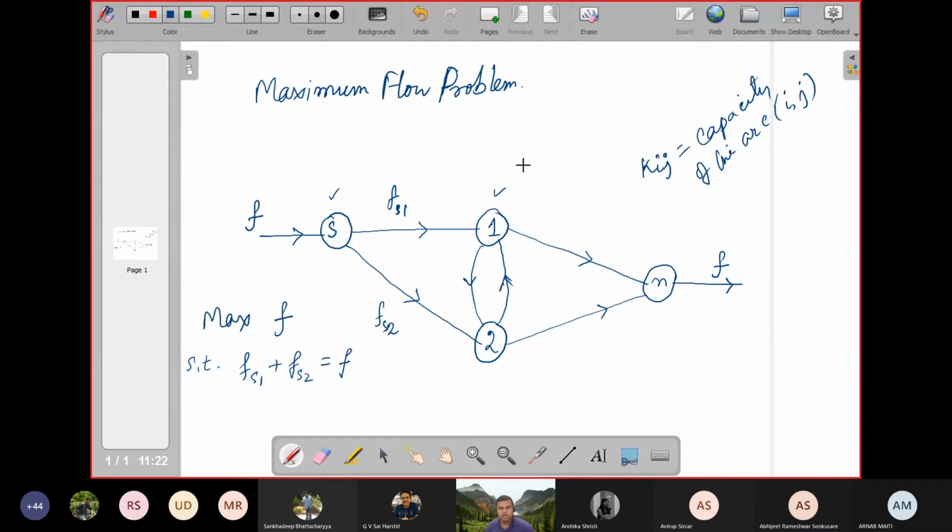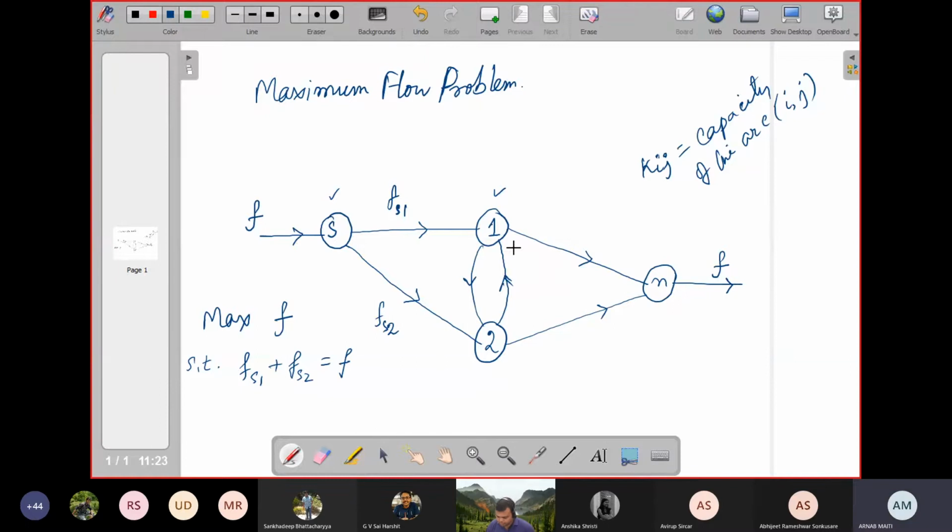For each node, we have to write a flow balance or flow conservation constraint. Otherwise, if you do not include these constraints, your linear program may give a solution where at node 1 the total incoming flow may not be equal to the outgoing flow, which is practically not possible. So that is why we have to explicitly write these constraints. So tell me, what will be the constraint for node 1?